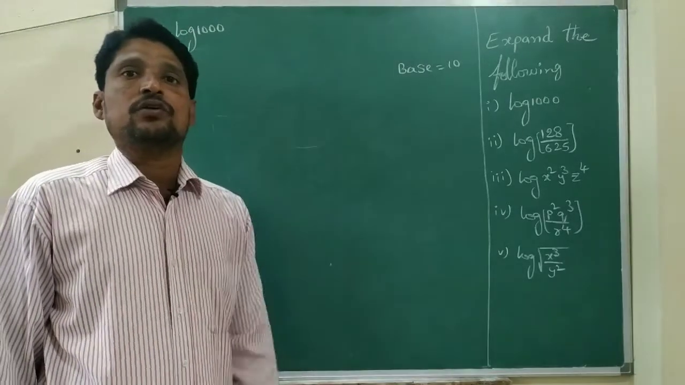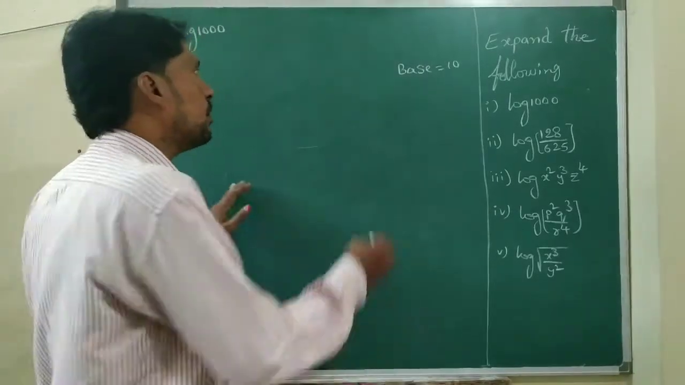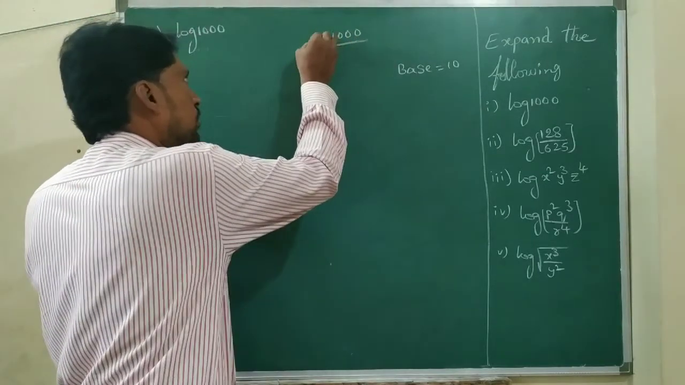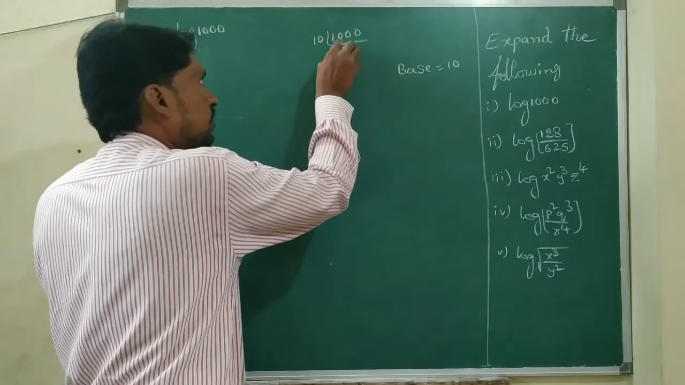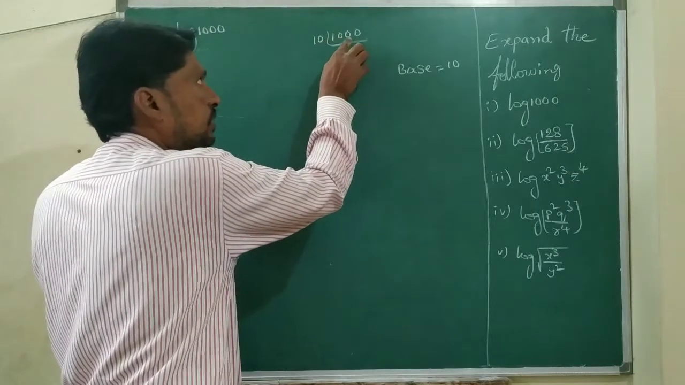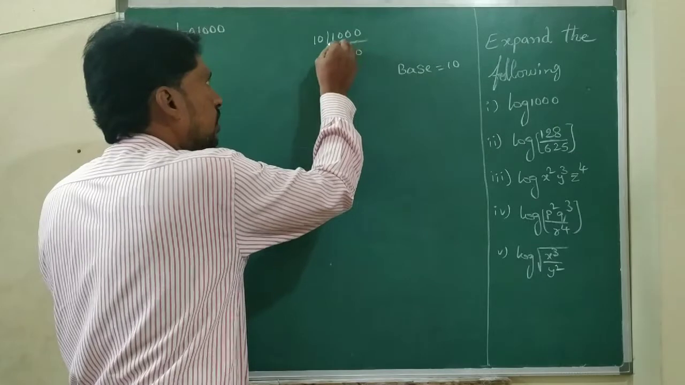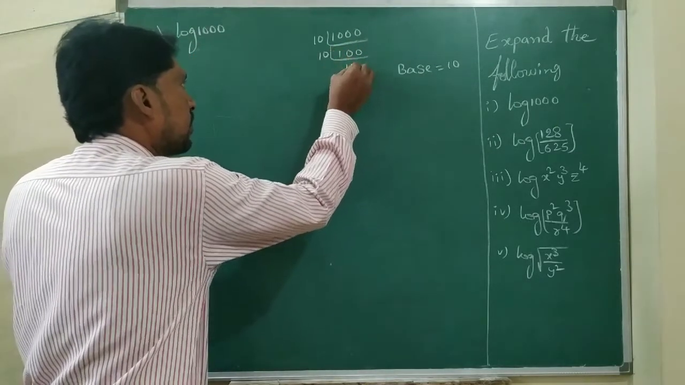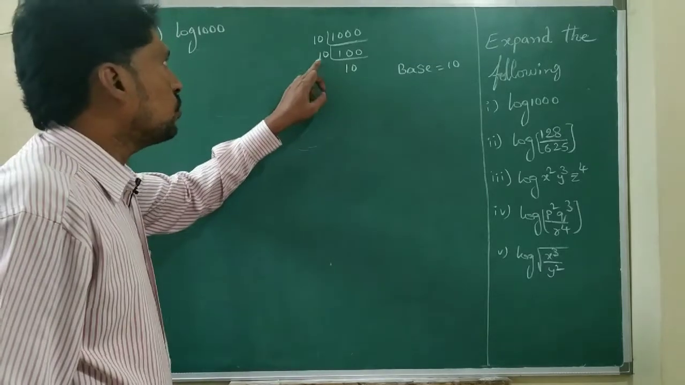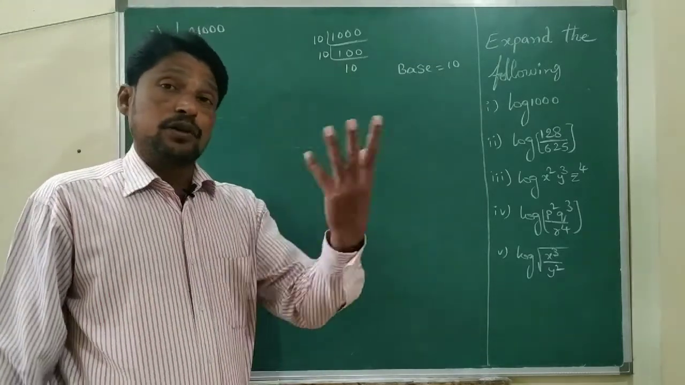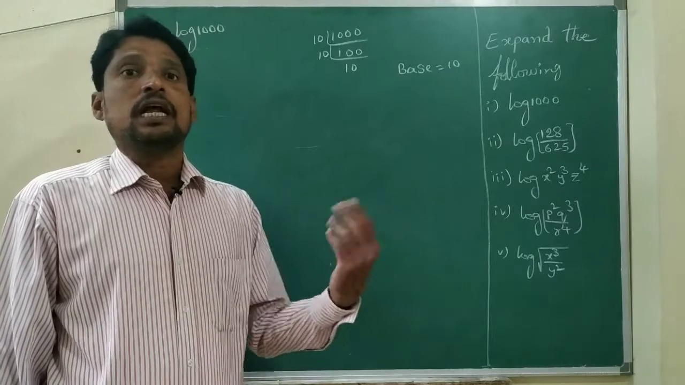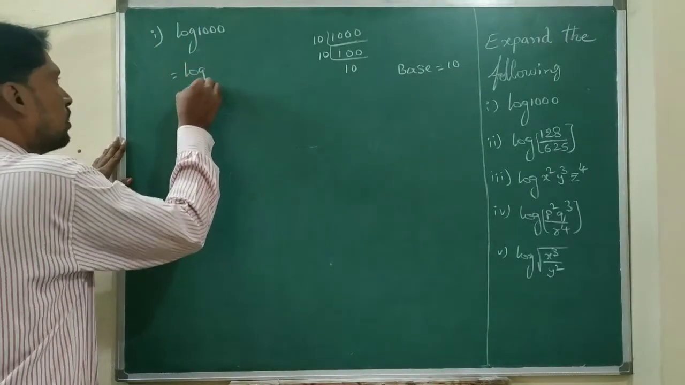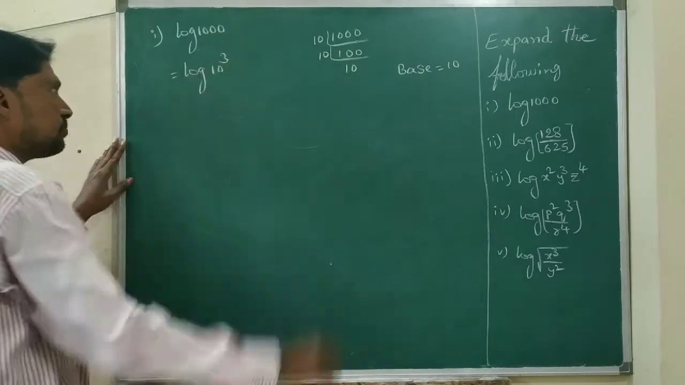This 1000 we need to write in power notation. Power notation means first you have to write the powers of 10. 10 ones are 10, here 1 is completed and 0 as it is. Again 10 tens are 100, then 1000. In power notation, 1000 we can write as 10 cube. So that equals log 10 power 3.